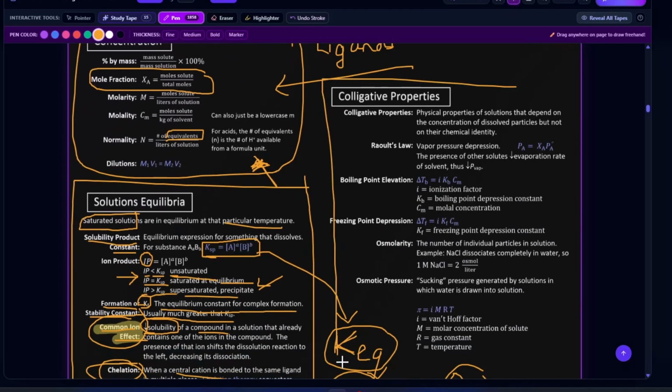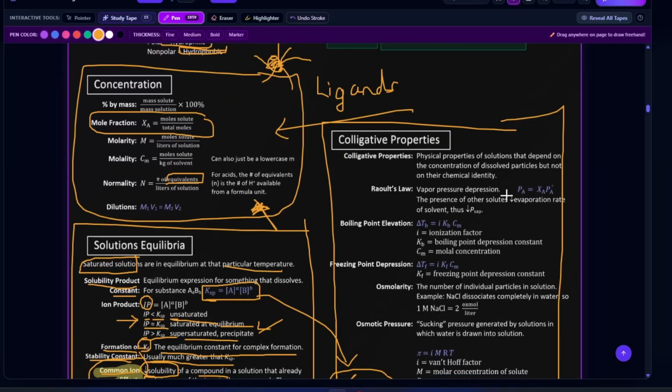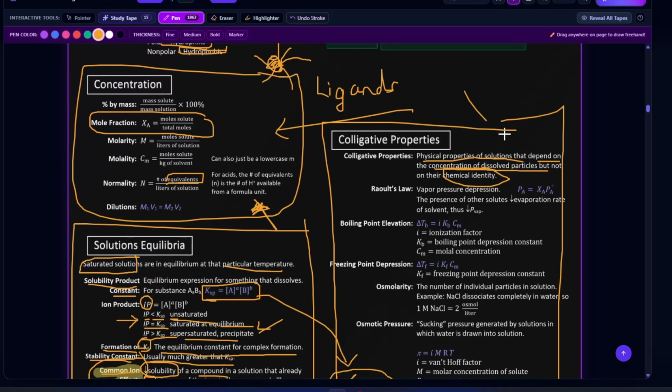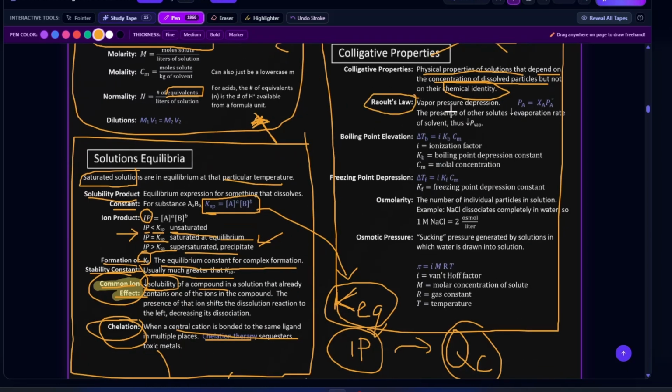Okay, colligative properties are physical properties of solutions that depend on the concentration of dissolved particles, but not on chemical identity. It has nothing to do with chemical identity. Raoult's law is about vapor pressure depression, so you should know this. Boiling point elevation, you should know how to solve for this and do the practice questions again. Freezing point depression, you'll notice, is basically the same formula. Just notice that, it'll help you memorize stuff too.